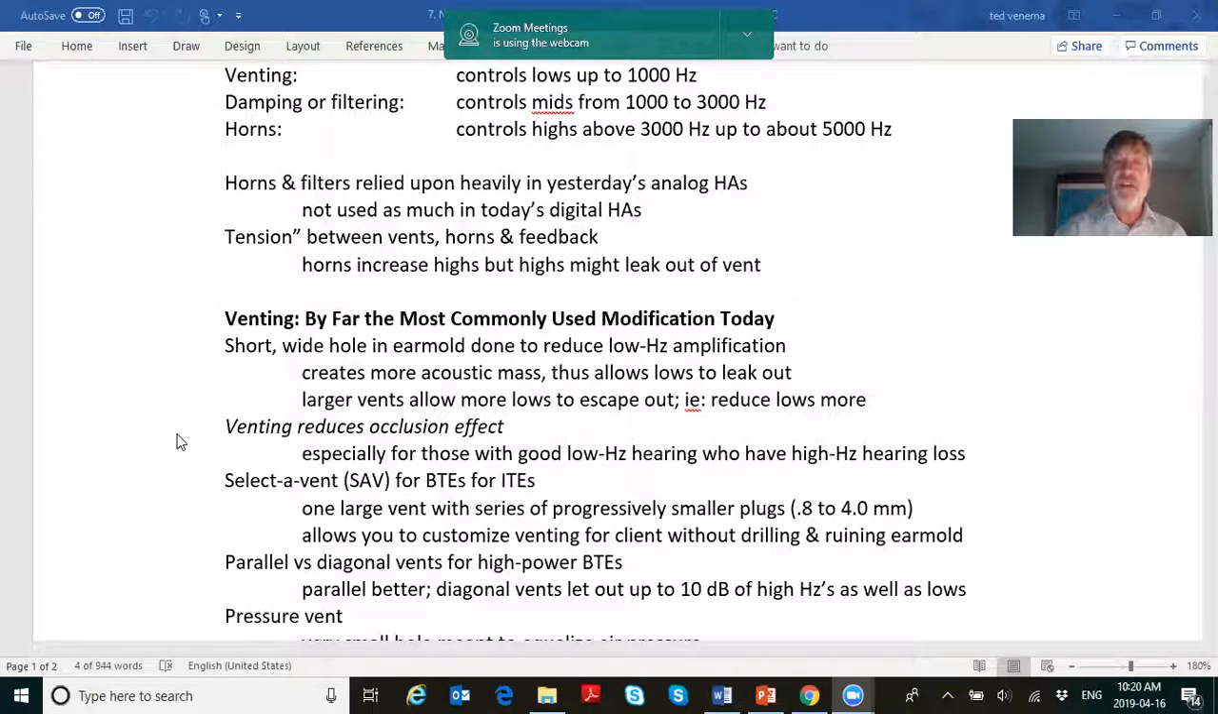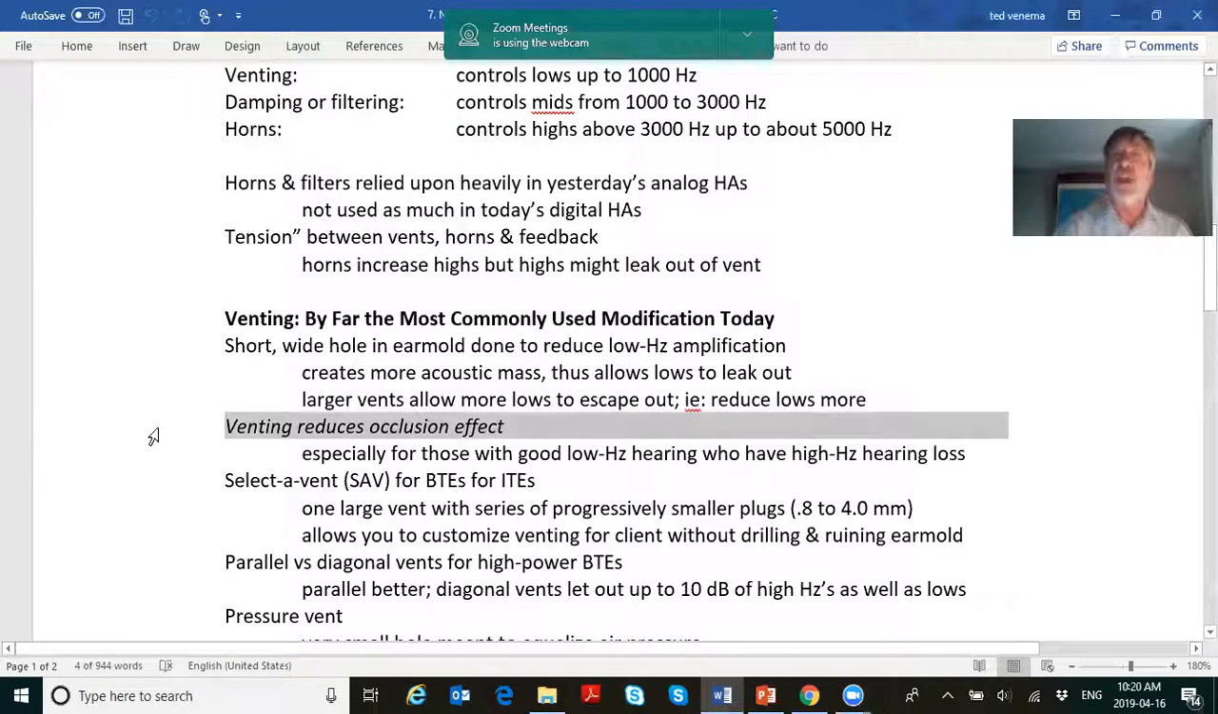Occlusion effect is a big one. What's the biggest complaint of hearing aids? Background noise. What's the second major complaint of hearing aids? Occlusion effect. So occlusion effect is a big one, and that's one we need to know when we talk about vents. Venting reduces the occlusion effect, and you know why and how it does?